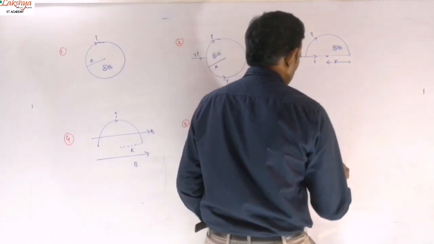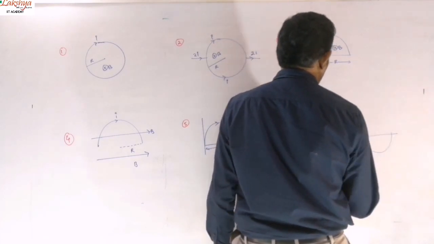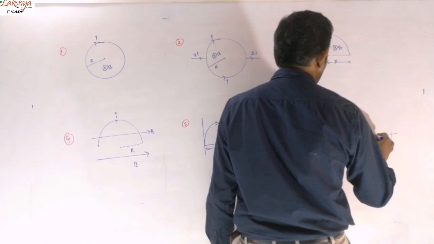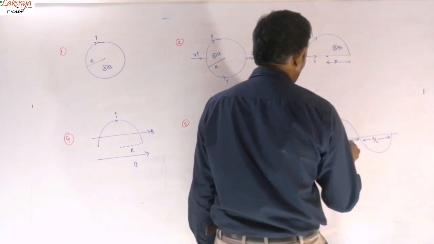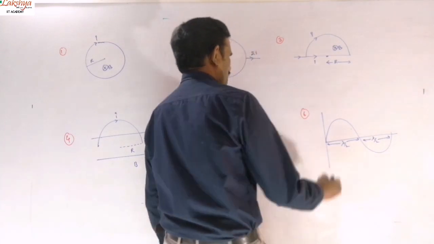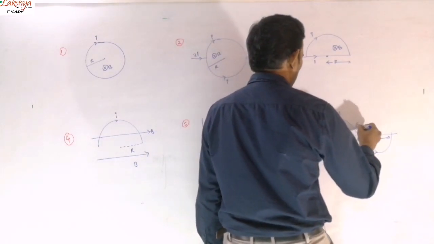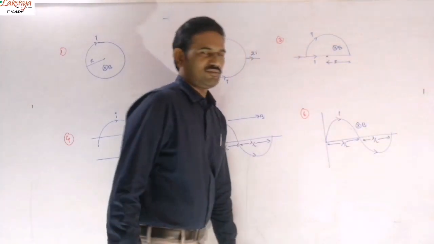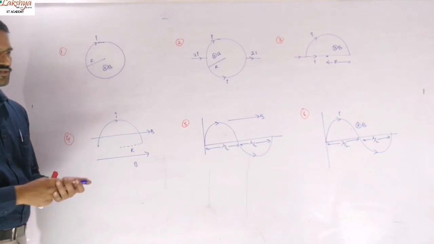And the next one is the same problem. So this is lambda by 2 and here it is lambda by 2. And when current I is flowing here, now in this case the magnetic field is perpendicular to the plane and into the plane, right? So first let us see these, up to these problems here.